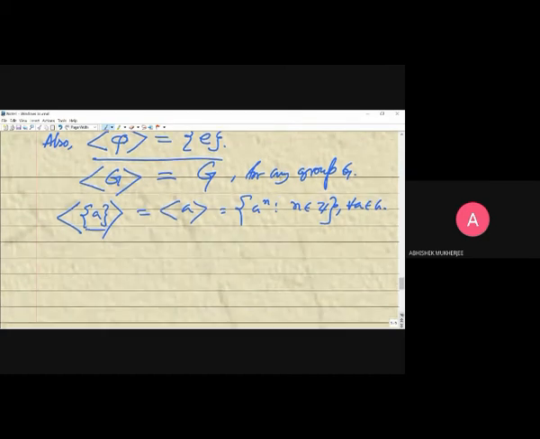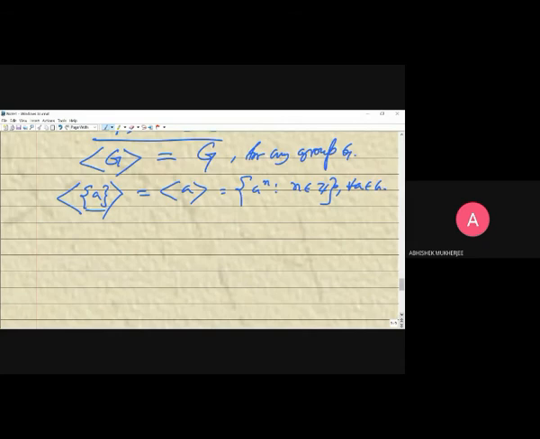Now, one case you might be interested in is that if the set A itself forms a subgroup, then, suppose this is A, you can prove that the smallest subgroup generated by A will be A if and only if A itself is a subgroup of G.